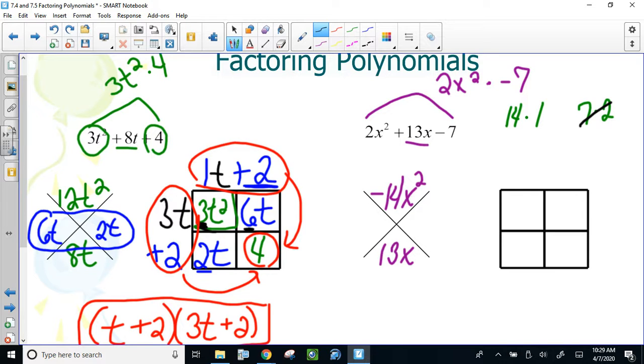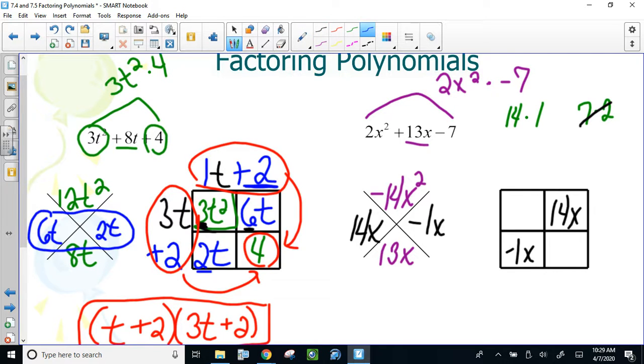14 and 1, we could do 14 plus 1 is 15, or 14 minus 1 is 13. And so that's where we found our number. 14x minus 1x, that gives us our 13. And then to double check, 14 times negative 1 gives us our negative 14. So the hardest part of these problems is coming up with our new values. What fills the diamond out?